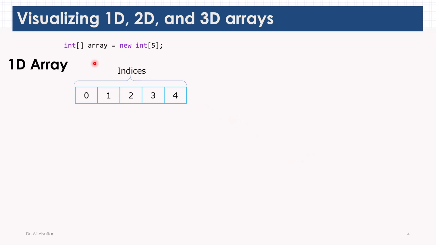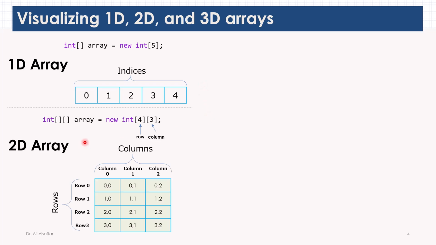Now imagine you have a one-dimensional array that is called array for 5 integers. This is how we visualize it graphically. We assume that it is a line of numbers. We call it sometimes a list. And each number has an index. For arrays in Java, the indices start from 0. So here this is index 0, index 1, index 2. And we know that we have 5 elements, so the last index is 4.